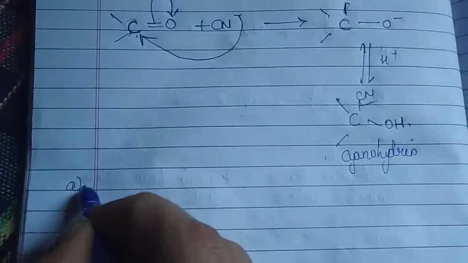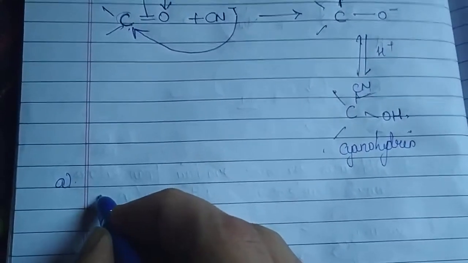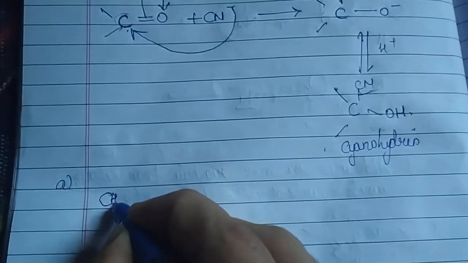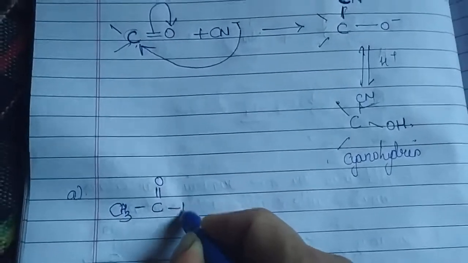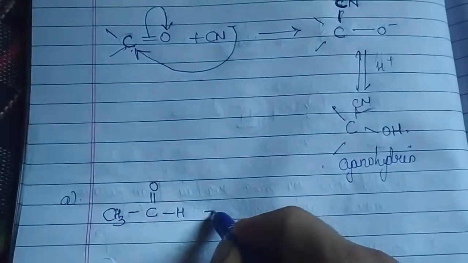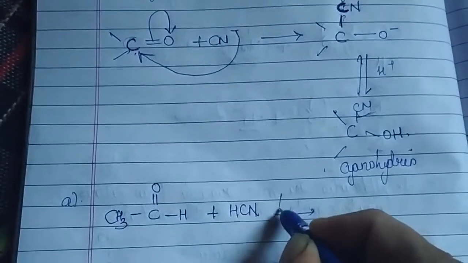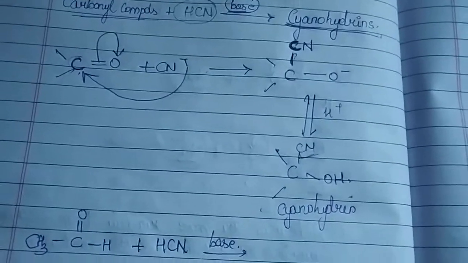Okay. So for example, if I am going to take now acetaldehyde. Acetaldehyde means IUPAC name ethanal. So CH3 C double bond OH. So what happens when it is treated with hydrogen cyanide in the presence of some suitable base? Just write the final product. No need of showing anything.